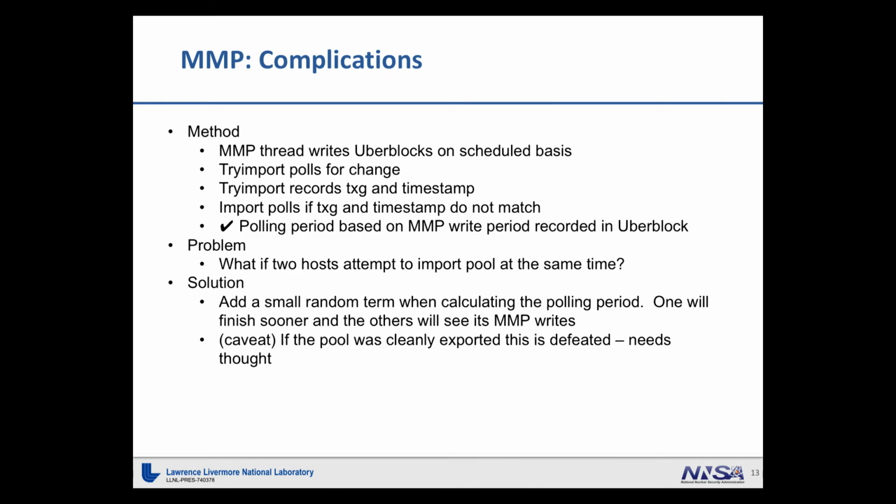Another potential problem is that there are more than 2 hosts involved, and 2 hosts both try and import the pool at the same time. So we add a small random additional time to the calculation. So we've got the time that's based on the average period between writes, and then we've got this random term. One of the nodes will win, hopefully, and the other nodes will see activity because the node that finished first will write an MMP block, and they'll see that change.